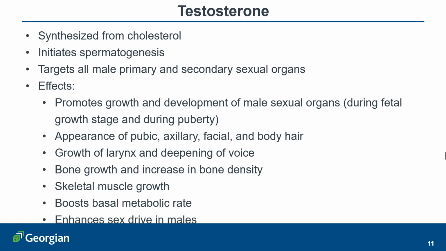Testosterone is synthesized from cholesterol, and it is the main hormone that initiates spermatogenesis at puberty. Testosterone, in fact, targets all the primary and secondary male sexual organs. These are its effects. It promotes the growth and development of the male sexual organs, including the testes, during the growth stage as well as during puberty.